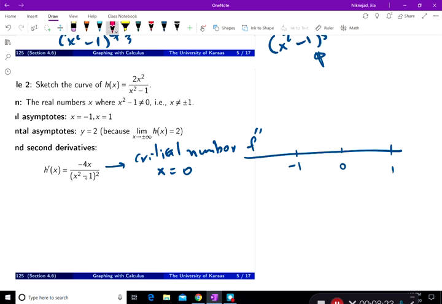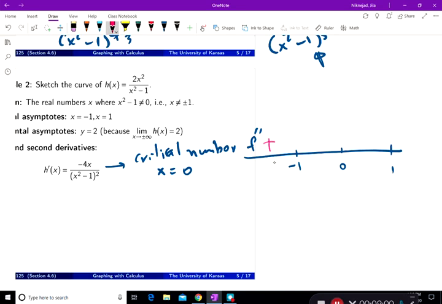If I put a very big negative number in here, the numerator is going to be a very big positive number, and the denominator is going to be a very big, again positive number. So the entire thing becomes a positive number. However big or small, we know that it's going to be a positive number. So over here it's a positive number.